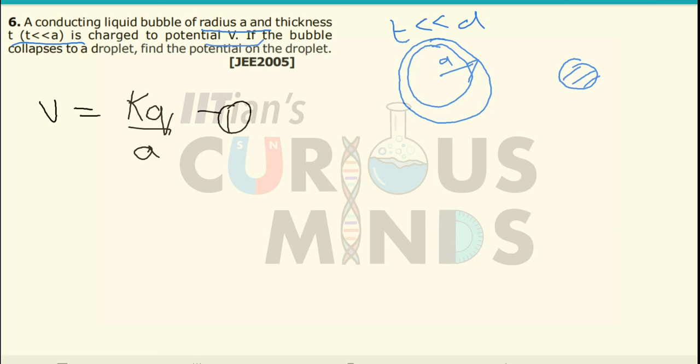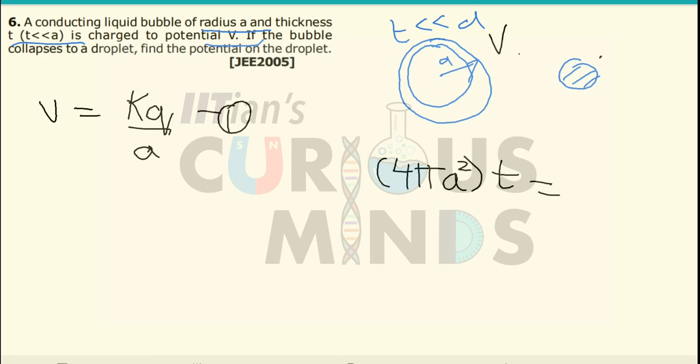As it collapses into the very small drop, first of all, the volume of this bubble will be equal to the volume of this drop. So how to find the volume of this bubble? It will be equal to the curved surface area, 4 pi a square, into its thickness t, which is equal to the volume of the droplet.